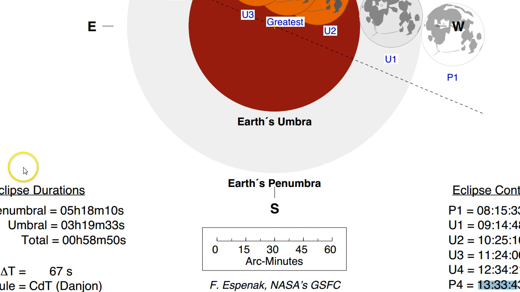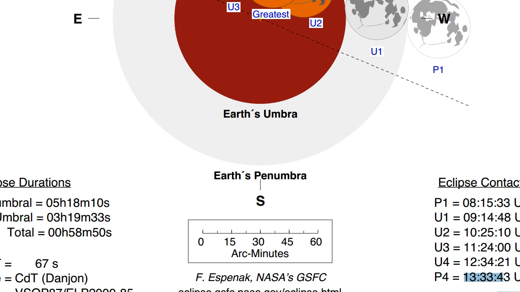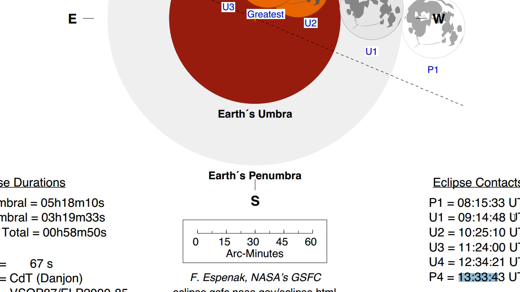The eclipse durations right here, we have the times. The penumbral will be about 5 hours, the umbral about 3 hours, and the total eclipse about 58 minutes. It's about an hour or so. The whole complete eclipse will last about 5 hours.